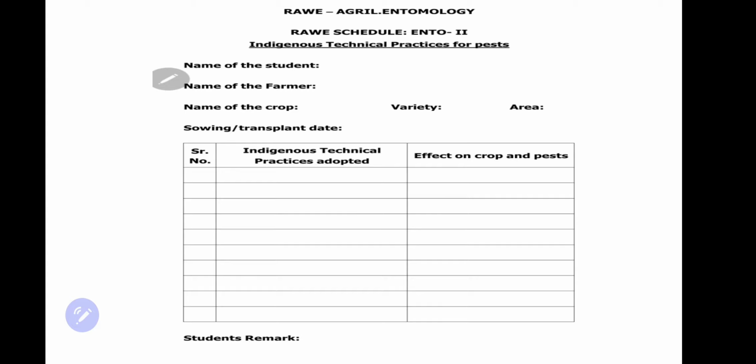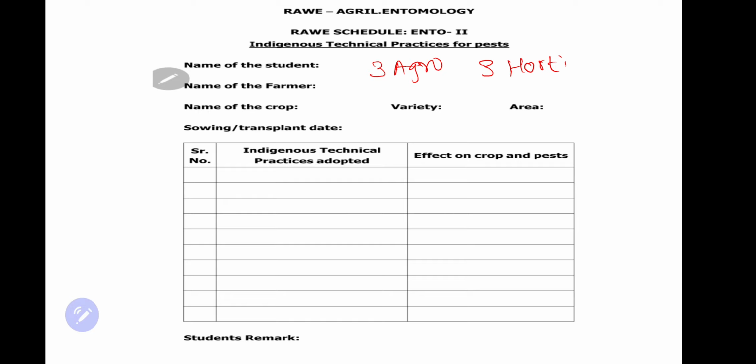So for first A, B and C, there will be 7 pages in each, and the next is schedule number 2. Here you have to record whatever practices to control all these pests are used and adopted by the farmer. Here you have to record this information for 6 crops, 3 agronomical and 3 horticultural crops.